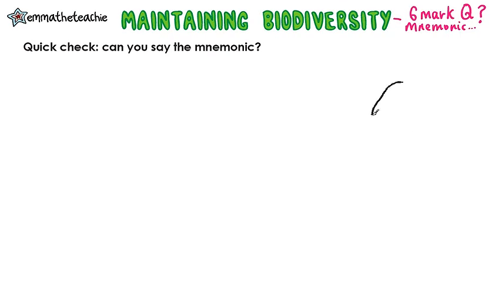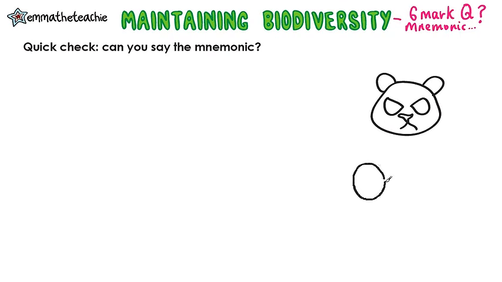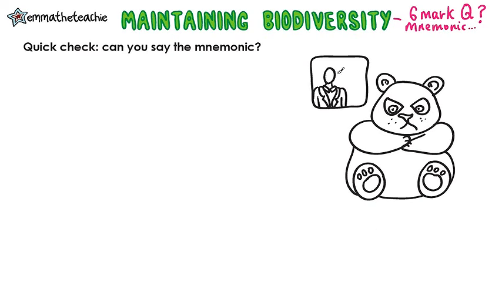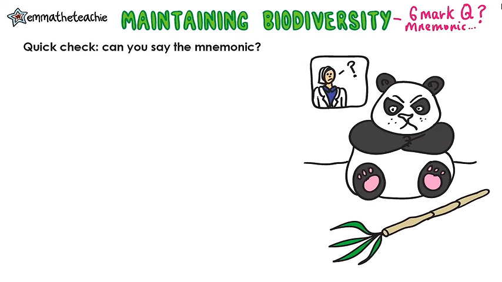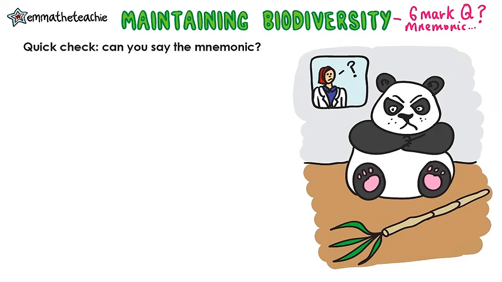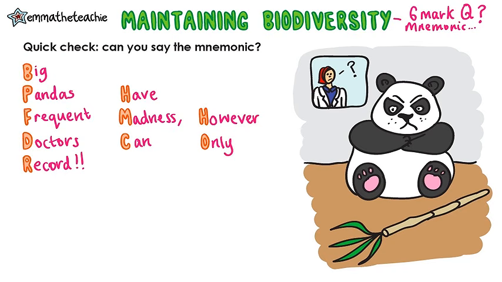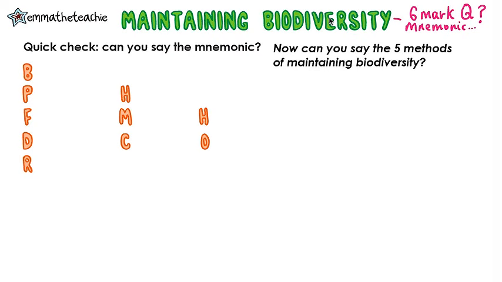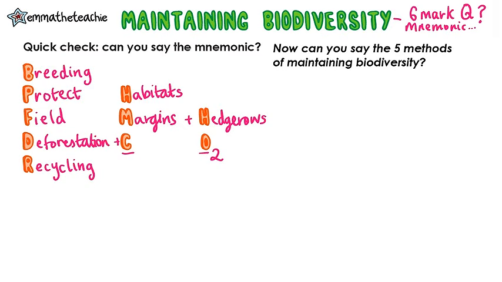Time to check. So, can you remember what the mnemonic is? Pause or just say it out loud, and maybe this silly illustration will help. Here it is. Big pandas have frequent madness, however doctors can only record. Now pause the video and see if you can say the 5 methods of maintaining biodiversity using these letters. Here they are.